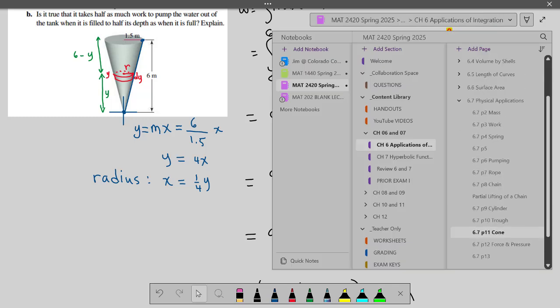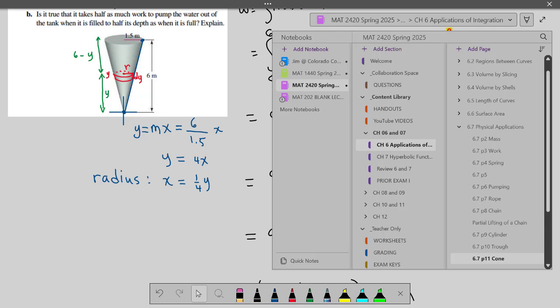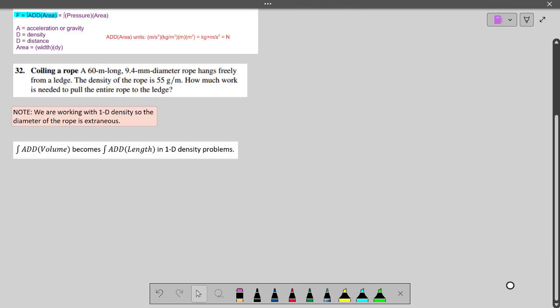So let's go back to the chain, or the rope. 60-meter rope, 9.4 millimeters of diameter, rope's hanging freely. The density of the rope, 55 grams per meter. That density is a one-dimensional density that's given to us. So we're dealing with 1D density, not 3D density.